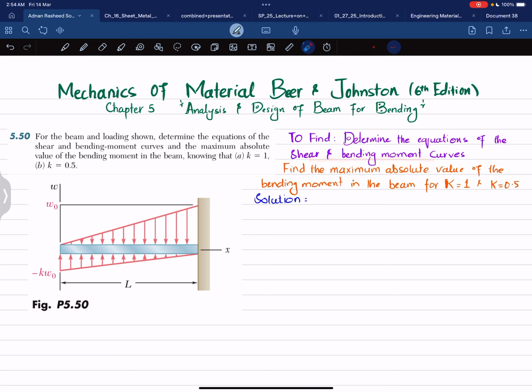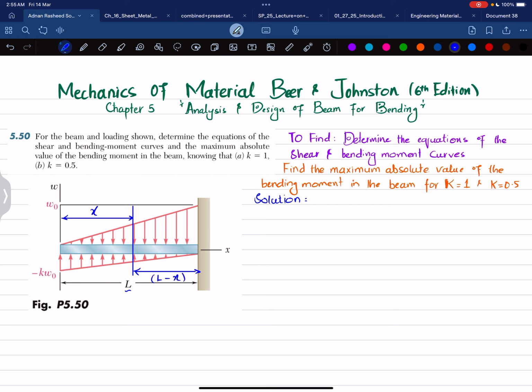So let's start with the solution. What will be the first step? The first step is that if you cut this beam at this point, let this distance be defined as x. So we will take this distance x, and this remaining distance will be equal to L minus x. So this will be L minus x.